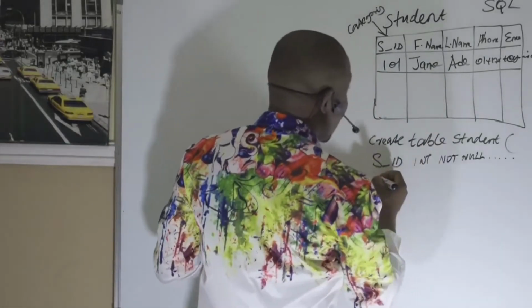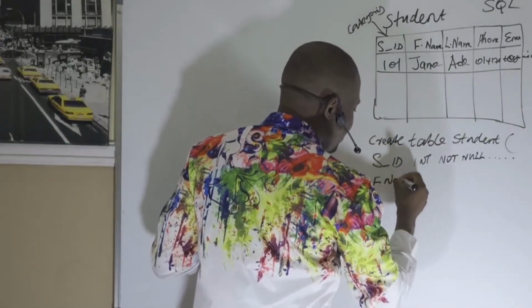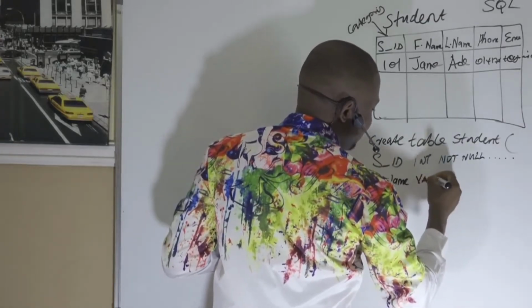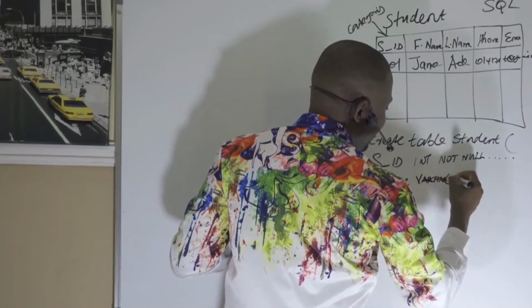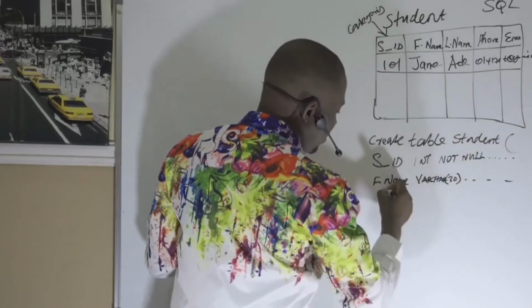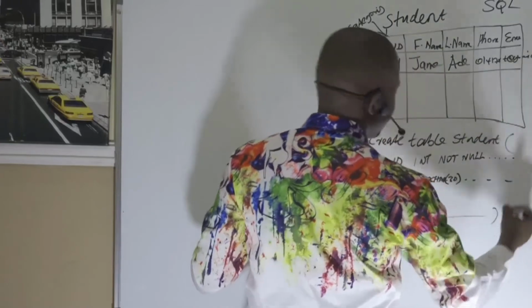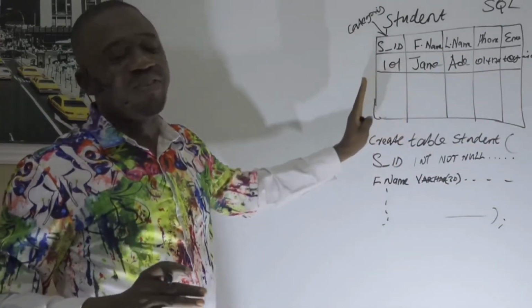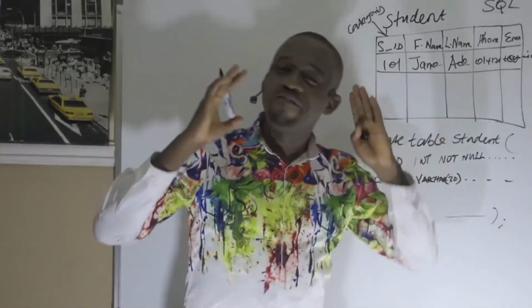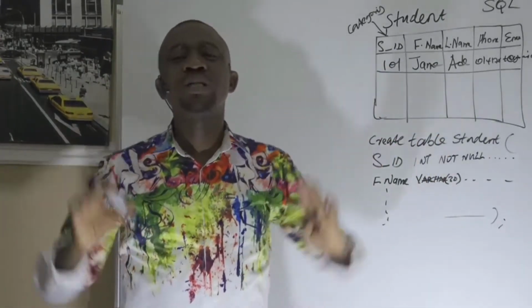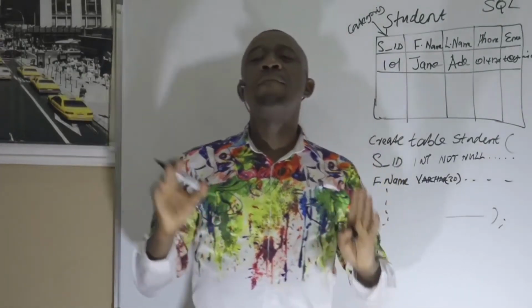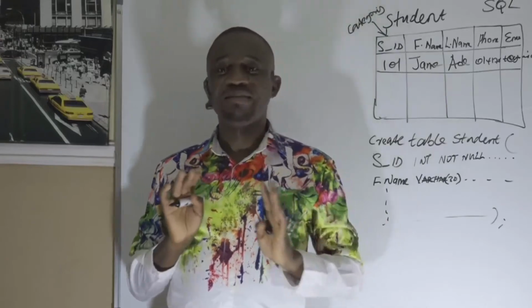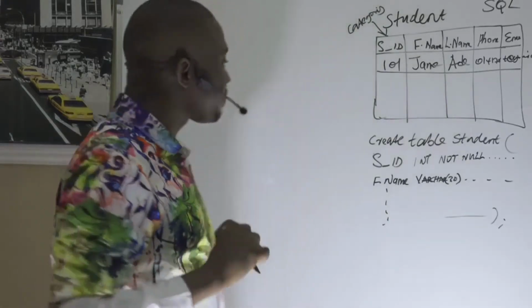Then you go for the second one, like the first name. You give the type of data that will be here. This one is varchar. How many characters? Let's say 30. You continue, the same thing goes. Then you close it. Look at what we have done now. In SQL, you define this table structure, the schema, from the beginning before you even start inserting the details or the values.